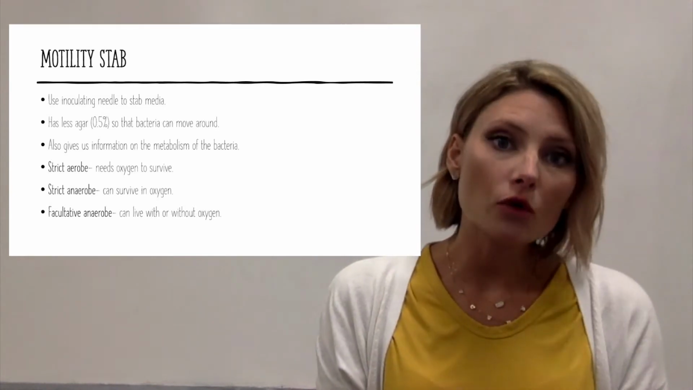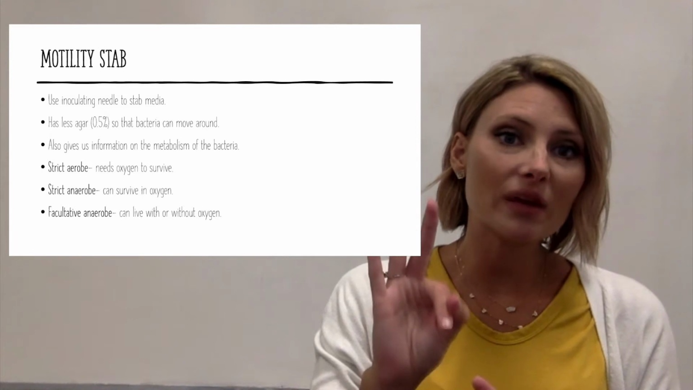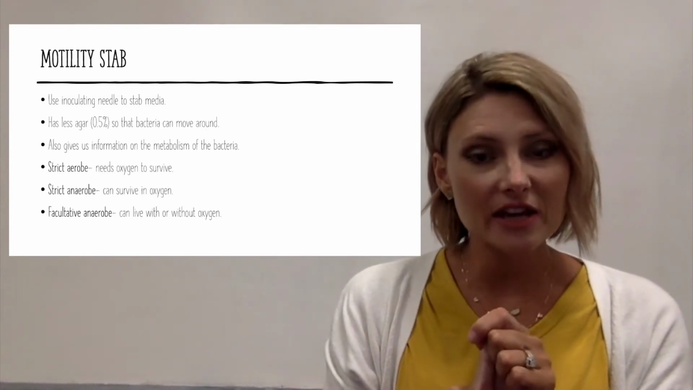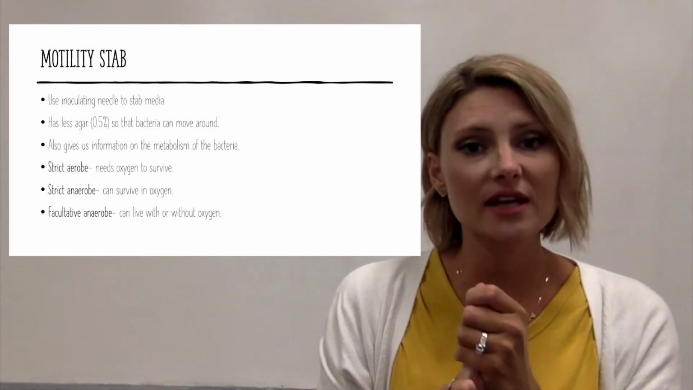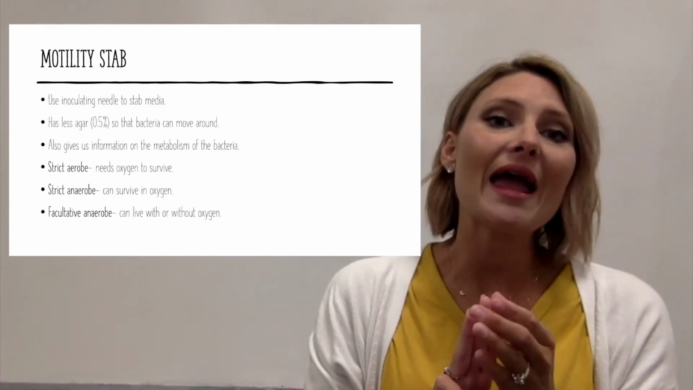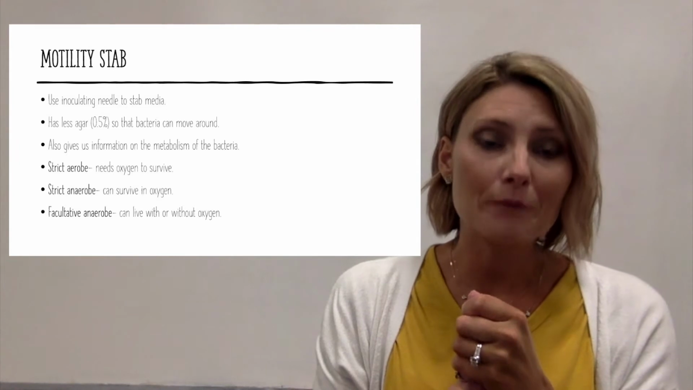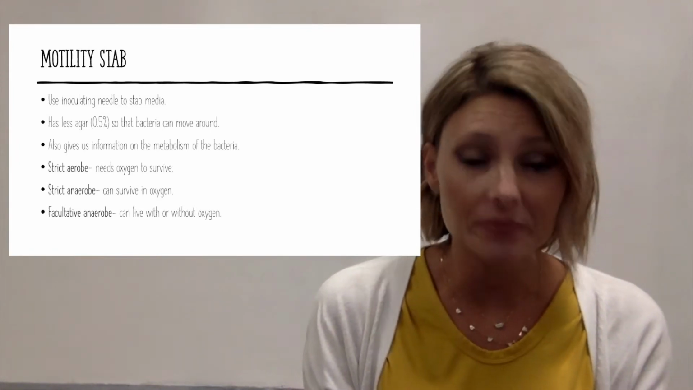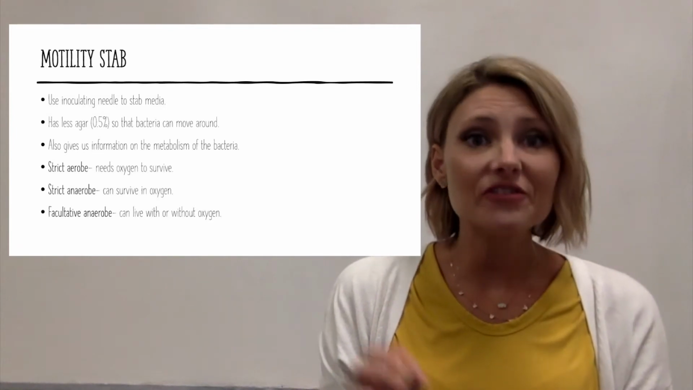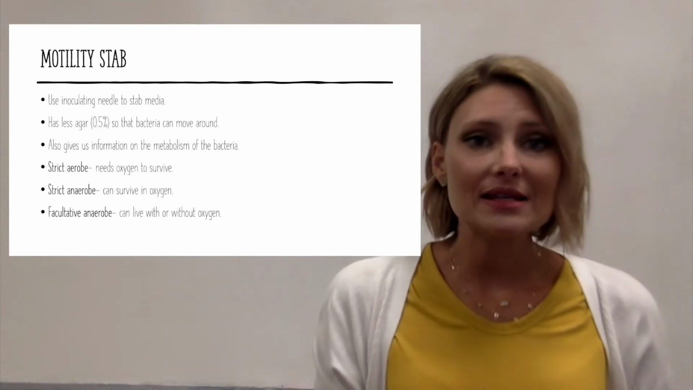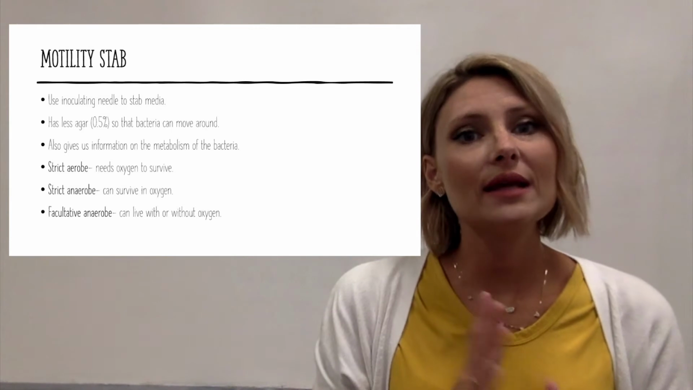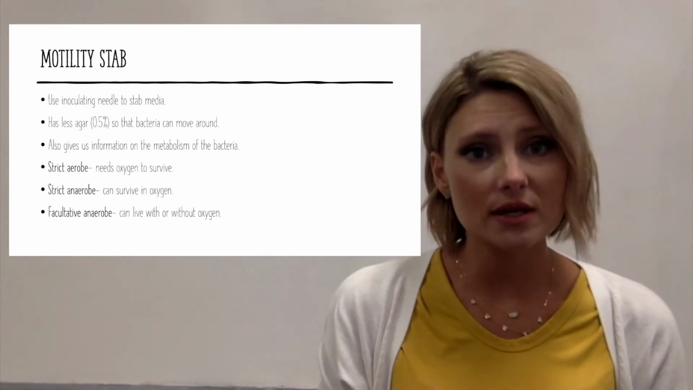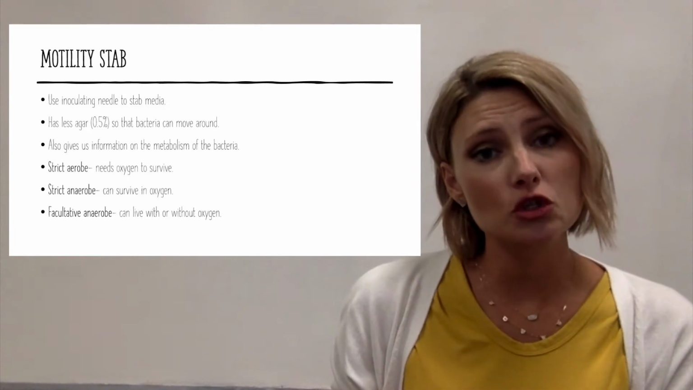For the results, there are 3 different results that we can get when we are looking at a motility stab. We can have a facultative motile organism, a facultative non-motile organism, and an aerobic motile organism. So let's talk about what the word facultative means. So a facultative anaerobe is, well, let's back up. What is an aerobe? So a strict aerobe is an organism that needs oxygen to survive.